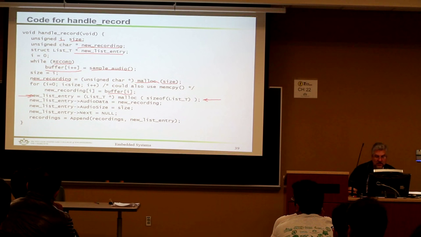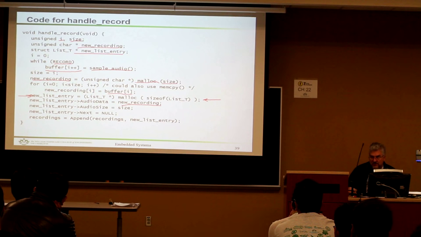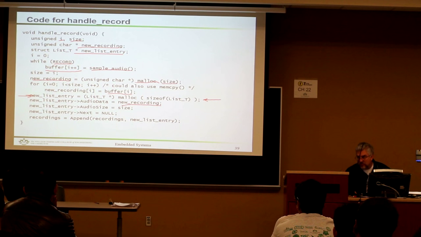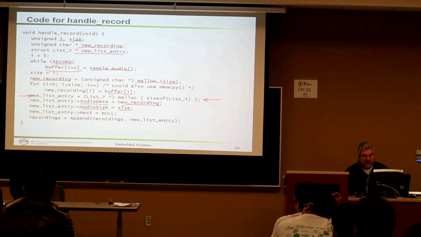And new recording, remember, is an address that points to the beginning of the recorded video, or I'm sorry, recorded audio that we just saved. So there it is. Audio data, that is a pointer to our data. Then the size, in other words, how much space we have allocated, is going to be saved. And since this is the very last recording, we set it to null.